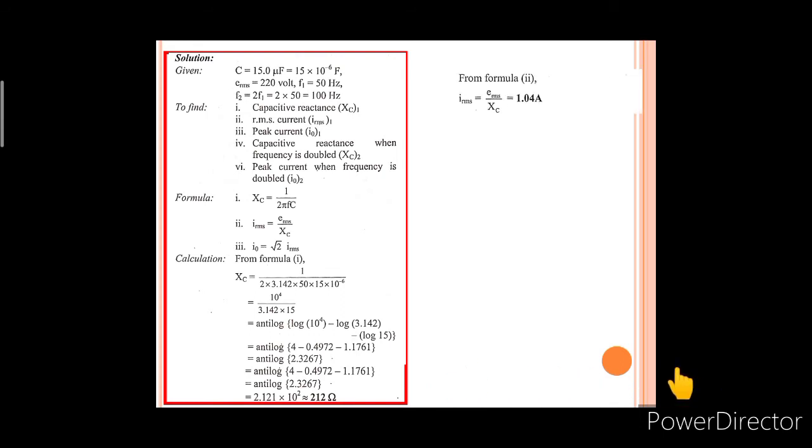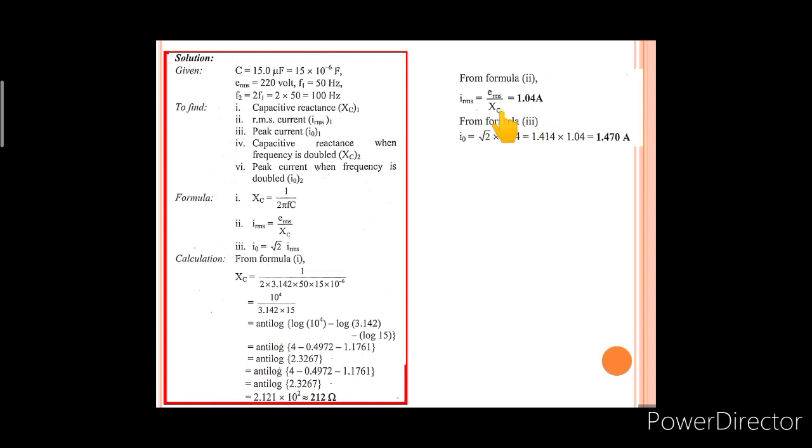Then next, by using the second formula, Irms = Erms/Xc, we substitute the values. Erms is given as 220 and Xc we calculated as 212. So we write 220 upon 212, and the ratio is 1.04 ampere. So the RMS value of the current for the frequency 50 hertz is 1.04 ampere.